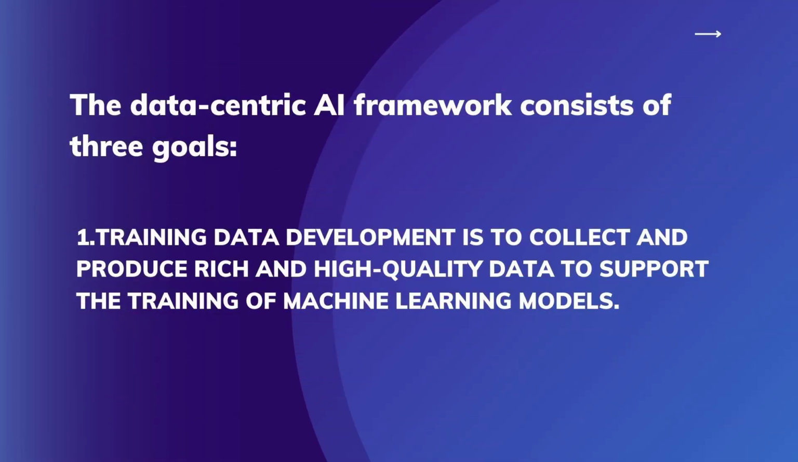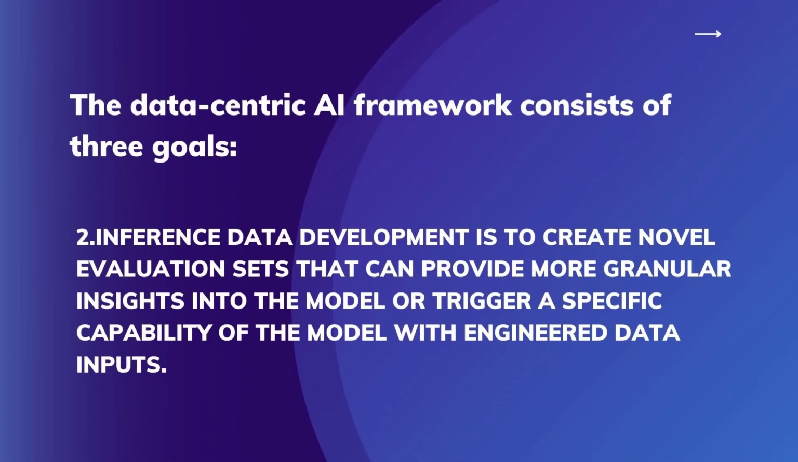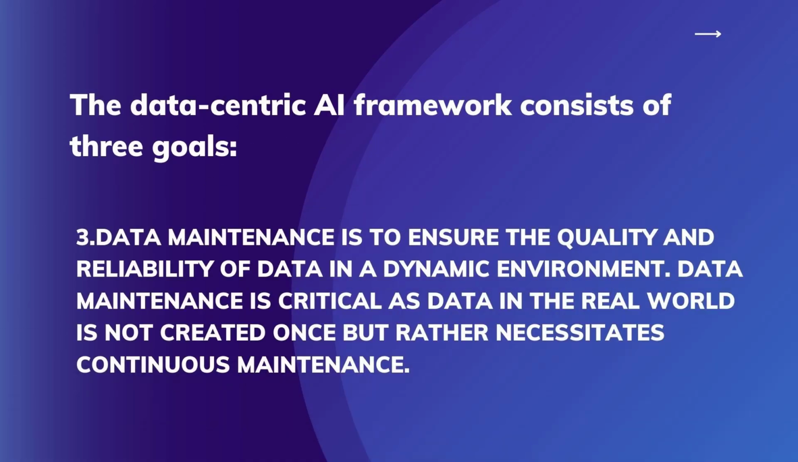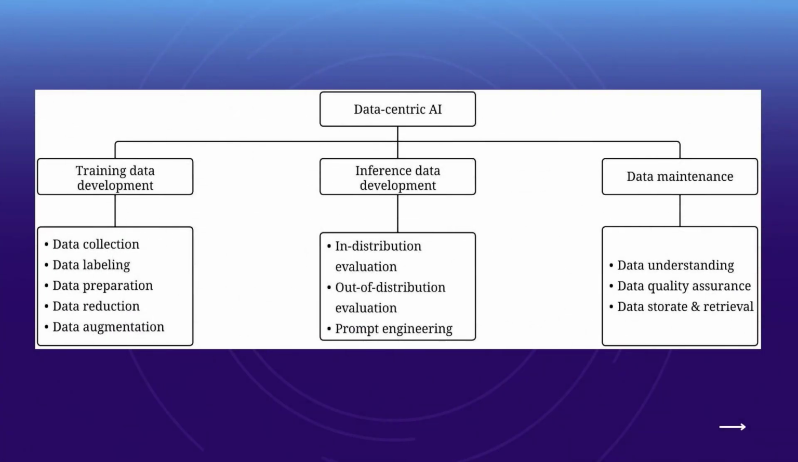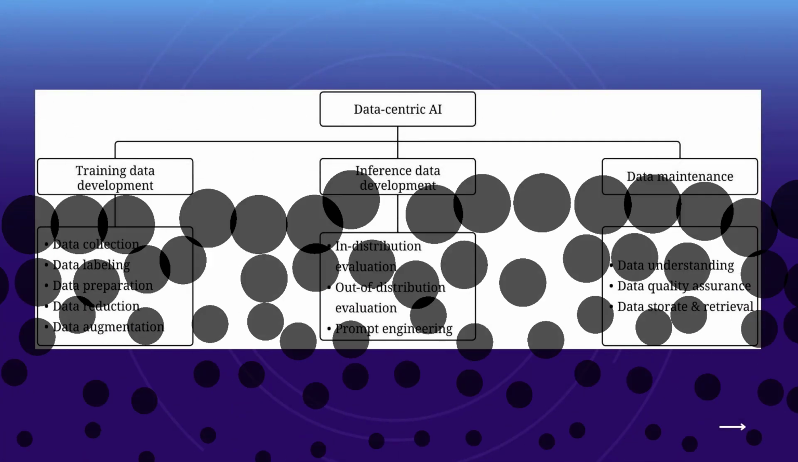The data-centric AI framework consists of 3 goals. Training data development is to collect and produce rich and high-quality data to support the training of machine learning models. Inference data development is to create novel evaluation sets that can provide more granular insights into the model or trigger a specific capability of the model with engineered data inputs. Data maintenance is to ensure the quality and reliability of data in a dynamic environment. Data maintenance is critical as data in the real world is not created once, but rather necessitates continuous maintenance.